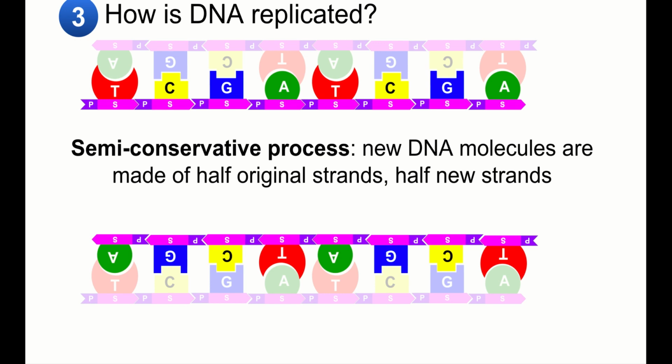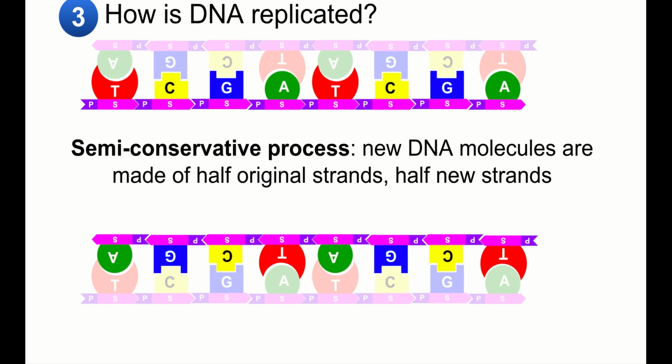This is called a semi-conservative process, and it means that the new DNA molecules are made of half original strands and half new strands. So finally, we've made our two sets of DNA. They're identical. One of the new sets of DNA molecules will be sent to one daughter cell during mitosis, and the other set will be sent to the other daughter cell.